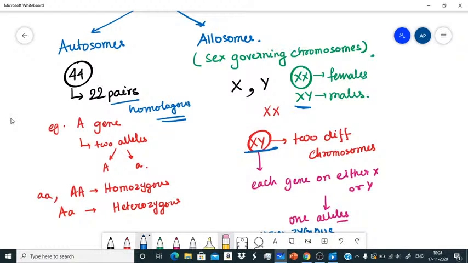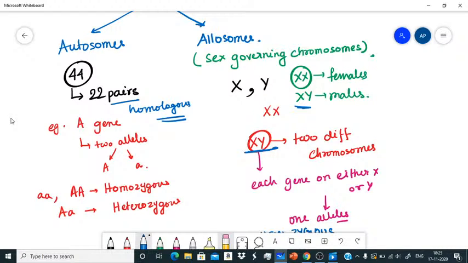Now we come to the concept of allosomes. Allosomes are sex governing chromosomes, that means the chromosomes which govern the sexual characteristics. In humans, we have two such chromosomes: one is the X chromosome, another one is the Y chromosome. You have two possible combinations of these: either XX or XY. There is no such combination known as YY, right? The XX situation is present in human females and the XY situation is present in human males.